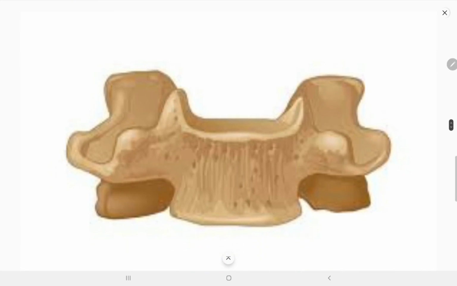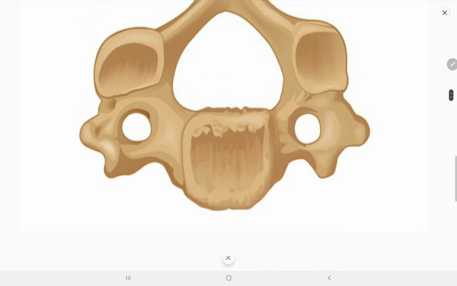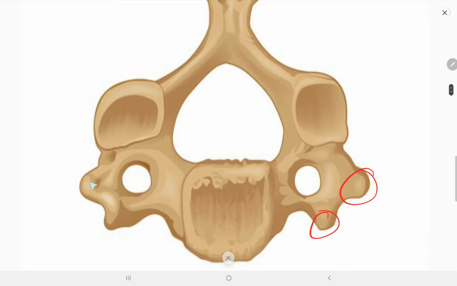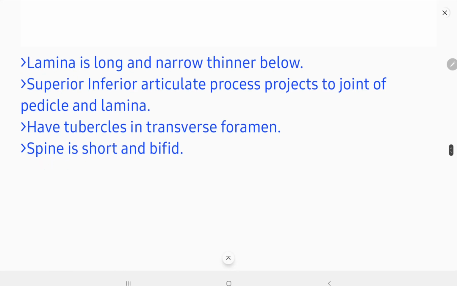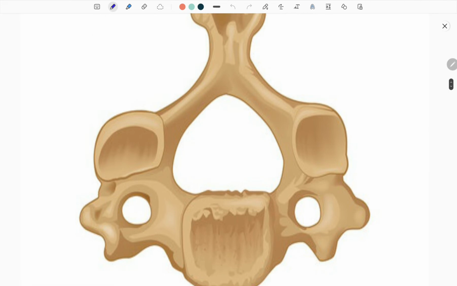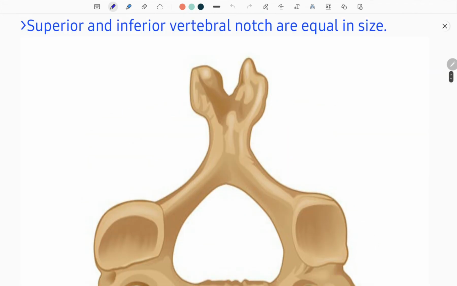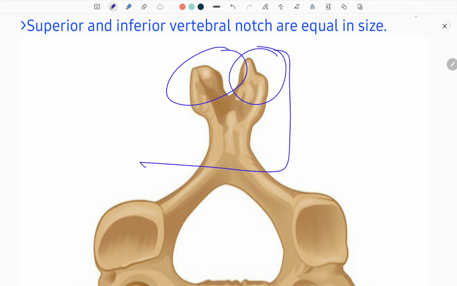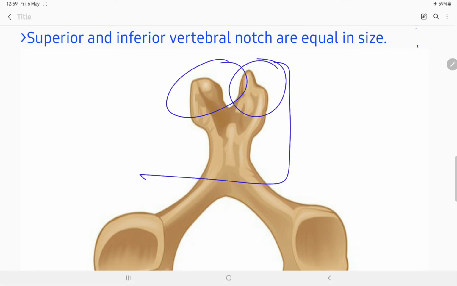Okay. Then they have tubercles in the transverse foramen. Here you can see the tubercles in the transverse processes or transverse foramen. Then the spine is short and bifid. You can see here that the spine is short and bifid. So these are the general characteristics of a cervical vertebra, which is a typical cervical vertebra.